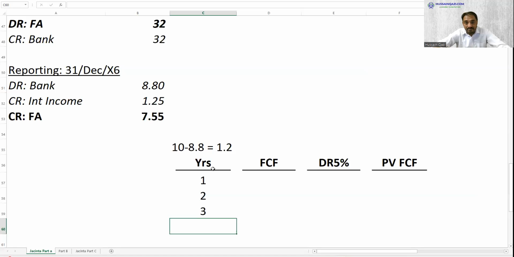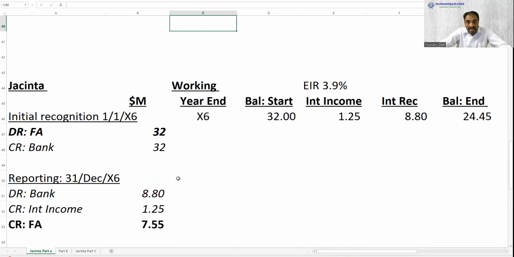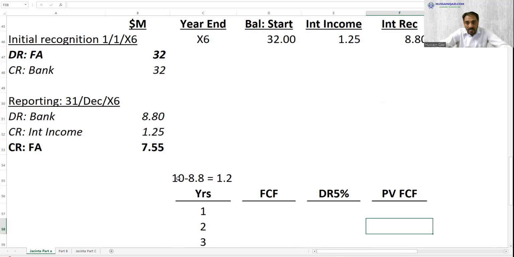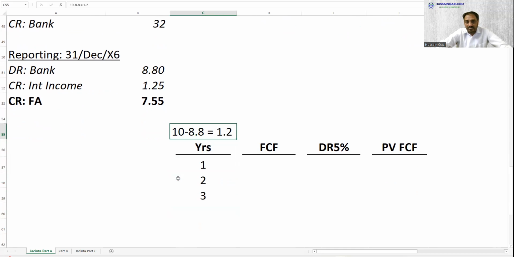That's an important point. We need to consider the reversal of impairment. What should be the reversal of impairment? First of all, we need to calculate the value of the reversal of impairment. If we are not considering the impairment, the value is 24.45. But what about the reversal of impairment? We can calculate the value of the reversal of impairment directly.